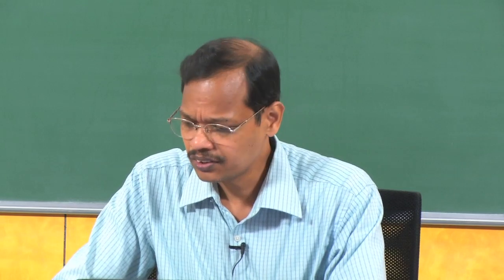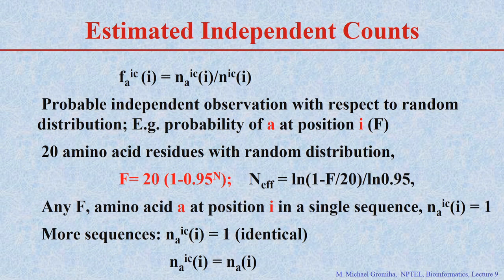Then the third one, we can also use frequency based on independent counts, how far you can get these counts in a random distribution. They put IC. It is the frequency of occurrence of any residue A at position number I, given as the number of residues of A at position number I normalized to the total number of residues at any position. So, if all the 20 residues are at random distribution, then you can assume that f equals 20 into 1 minus 0.95 to the power n. If n equals 1, what is the value?